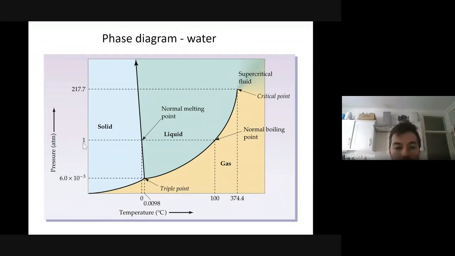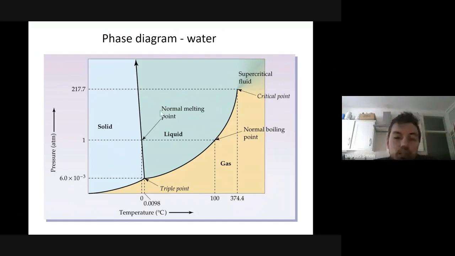So at 1 atmosphere, which is what we're at on Earth, it's a solid, obviously, until 0 degrees Celsius. Then it's a liquid until 100 degrees Celsius, and then it boils above that. But if we increase the pressure, what happens? Well, actually, it becomes a liquid earlier. The temperature decreases at the melting point, and the boiling point changes as well. The boiling point increases as well.